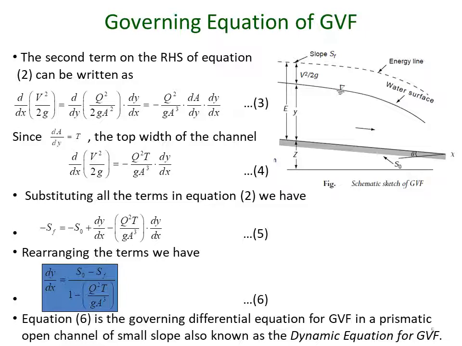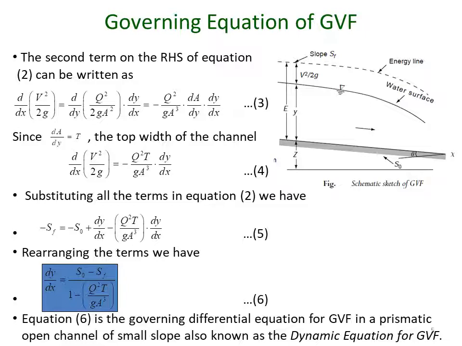Here we can write dA by dy equals T. T is the top width of the channel, and so d by dx of V squared by 2g equals minus Q squared T by g A cubed into dy by dx. This has been shown in equation number 4 in this slide.